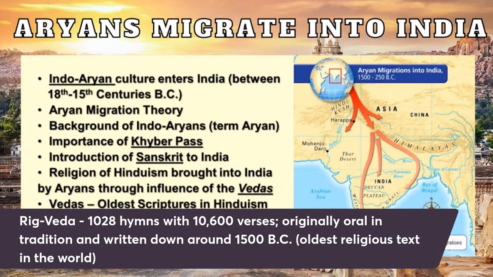It has something like 1,028 hymns in it, a lot of which were chanted, if you know about that. The belief about the Vedas was that they were originally oral in tradition. People would memorize them and pass them down. They think sometime around 1500 BC or afterwards, they began to be written down, and the Rig Veda might be the oldest religious text in the world. It's one of the oldest books in the world, I want to say up there with the Epic of Gilgamesh. And it's a very sacred text.